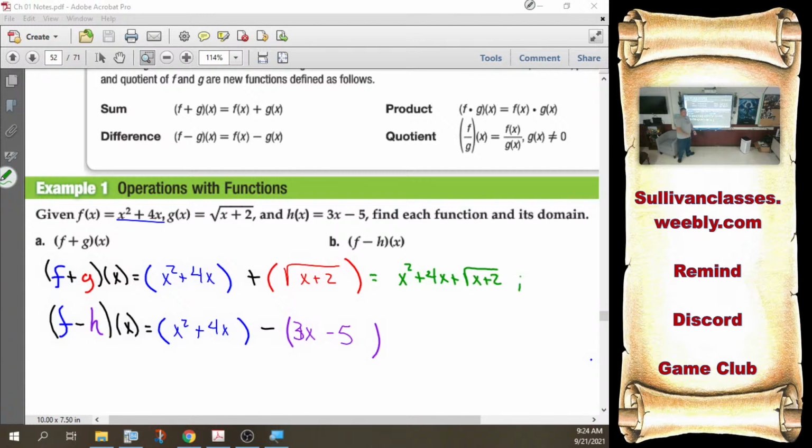And then it asks for its domain. What are the 3 commandments that we know already of domain? Dividing by zeros, even roots of negatives, logs of non-positives, all not allowed. What up here is about to break the rules? I have to make sure that this is going to be 0 or greater. Set the radicand, x plus 2, equal to 0, get x is negative 2, my breaking point. So from negative 2 to infinity, this thing's okay.